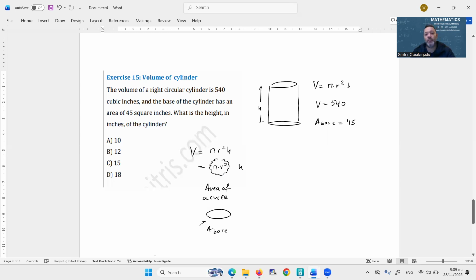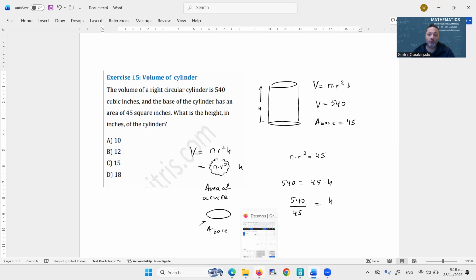So the pi r squared is 45 and we need to find the height, which means that 540, which is the volume, should be equal to 45 times the height. Here, by dividing both sides by 45, I get that the height would be the quotient of 540 over 45.